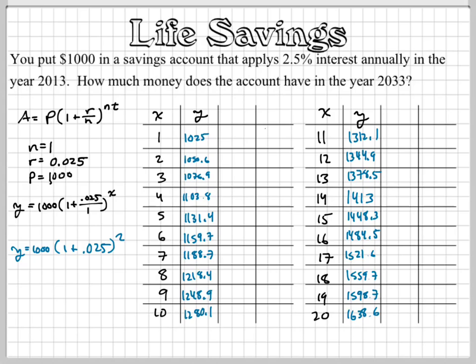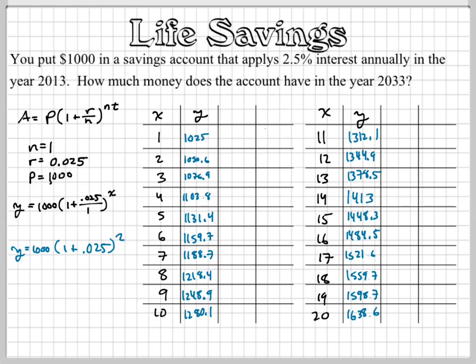Okay, so now, if we're going from 2013 to 2033, that's how many years? 20 years. So after 20 years, you're going to have this much money in your account for just sitting there. That's kind of a long time, and you're only putting $1,000 in at the beginning. But hey, it's $638.60. That's how much you make for doing nothing.